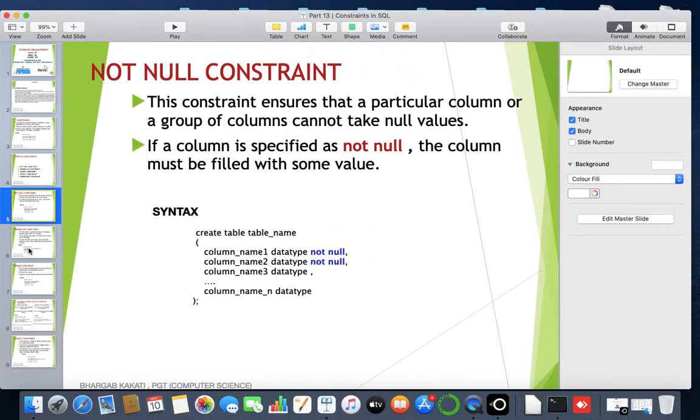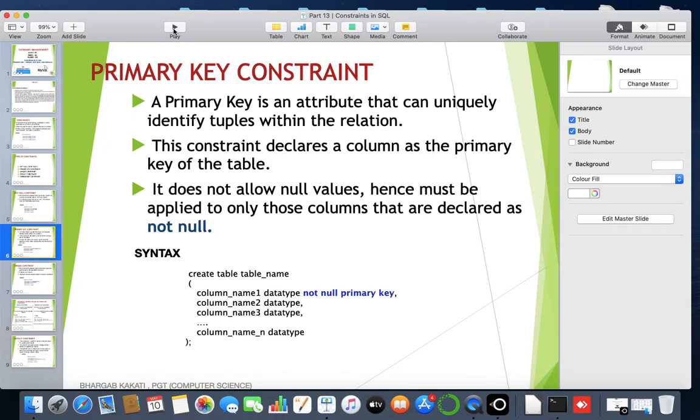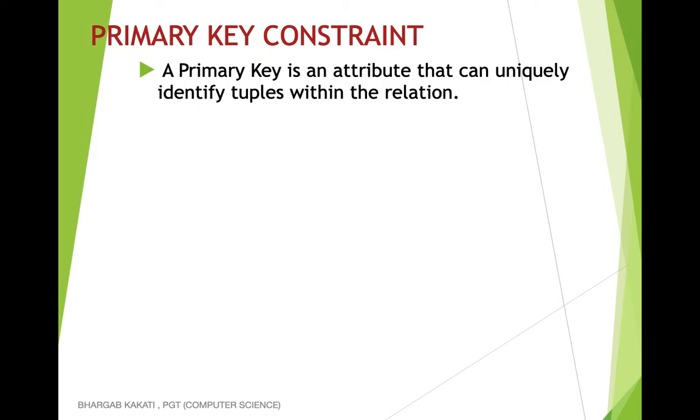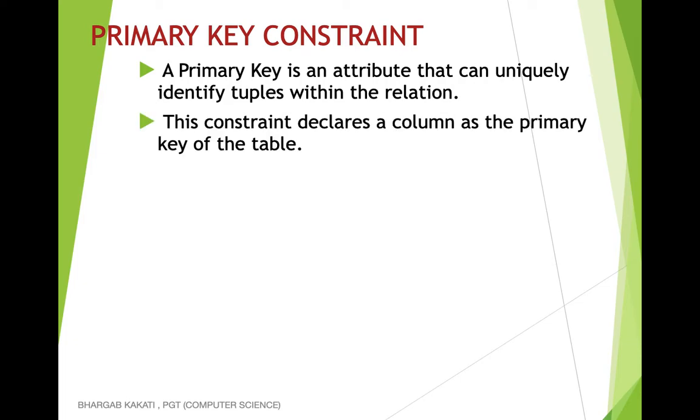Now let us go to the next type of constraint, which is the primary key constraint. I have already discussed primary key in one of my earlier videos. So what is a primary key? A primary key is an attribute that can uniquely identify tuples within the relation. If you want to ensure that each tuple must be identified uniquely, then you have to use the concept of primary key. So for unique identification, primary key is required.